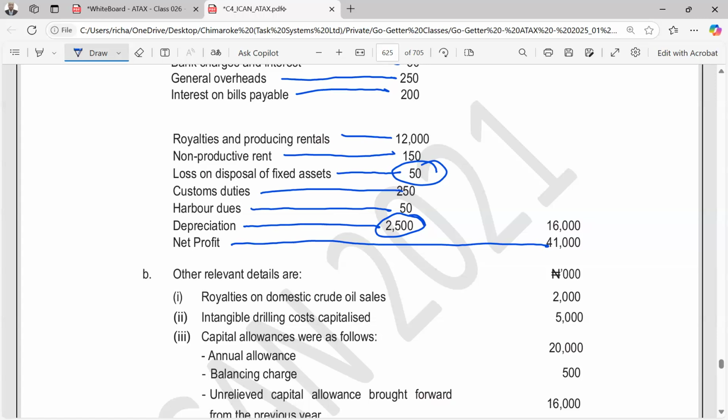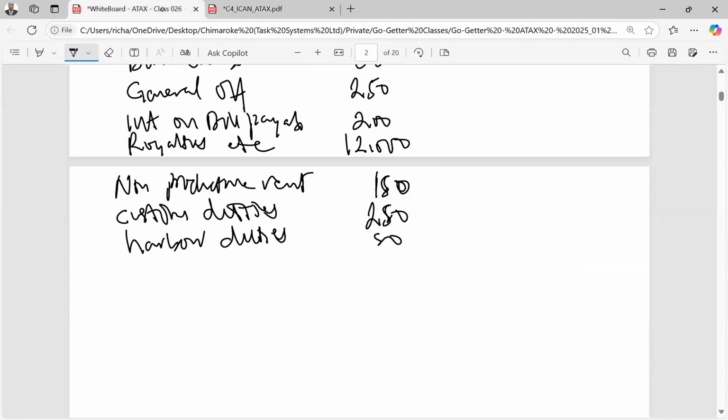Okay, so we have royalties on domestic sales. This is just royalty and producing rentals. This royalty on domestic sales was not captured. We're going to bring it in at 2,000.